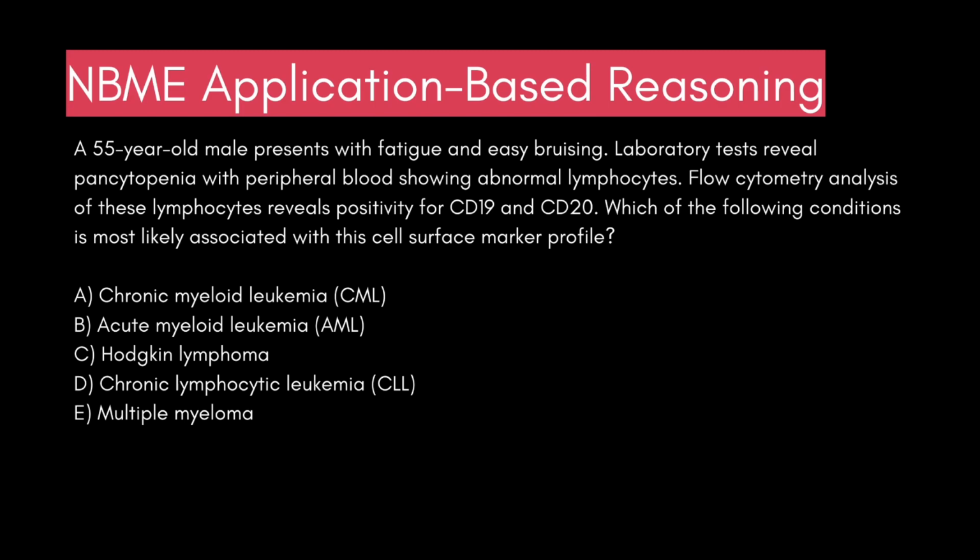A 55-year-old male presents with fatigue and easy bruising. Laboratory tests reveal pancytopenia with peripheral blood showing abnormal lymphocytes. Flow cytometry analysis of these lymphocytes reveals positivity for CD19 and CD20. Which of the following conditions is most likely associated with this cell surface marker profile?